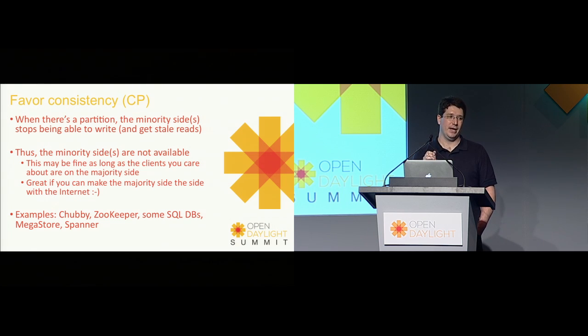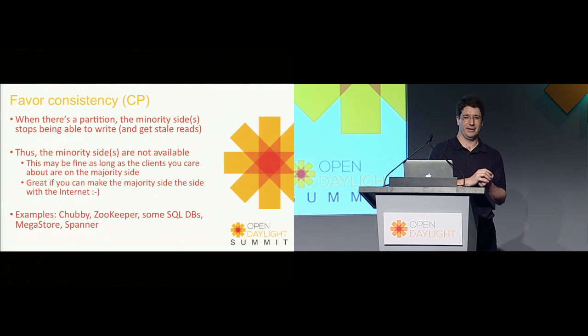That sort of holds up, and it's something people can think about. You're not going to see any violations of timelines. You're going to have a timeline that just stops, and you're reading from that stopped timeline, but you're not necessarily reading different data. You're just reading in the past. And sometimes people allow this, sometimes people don't. This means the minority sides aren't available for writes, and this can be fine as long as there are no clients you care about on the minority side, or if you just declare the minority side to be the side without the internet, and you only care about the internet. That's less true of SDNs.